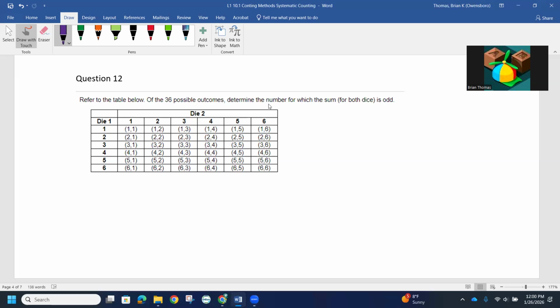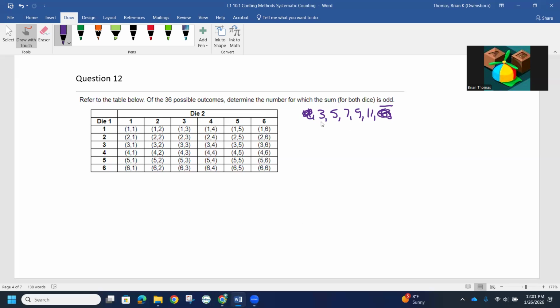Our question says, determine the number for which the sum of both dice is odd. So remember, odd means you're talking about a one, a three, a five, a seven, a nine, 11, and a 13. Notice that a 1 is not possible, nor is a 13, because the biggest number we can get is a 12. And it's not possible to roll a 1 because we're rolling at least two numbers, so 2 is the smallest number we can get.